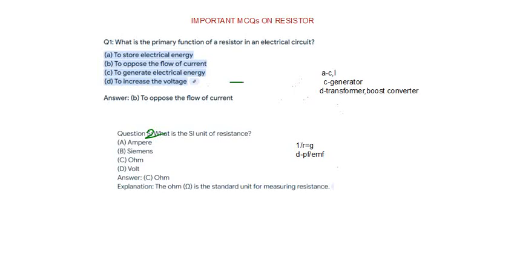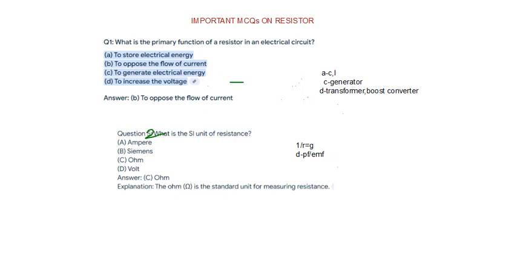Important MCQs on resistor. Question 1: What is the primary function of a resistor in an electrical circuit? To store electrical energy? No, that is a capacitor. Inductors are used to oppose the flow of current. A generator is used to generate electrical energy. A transformer increases voltage in AC, as a boost transformer, and a boost converter is used in DC to DC. So the answer is option B, to oppose the flow of current.